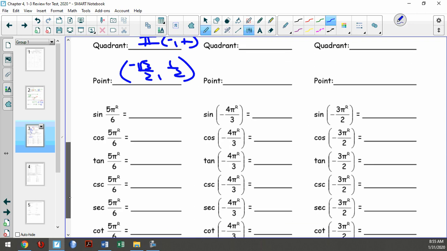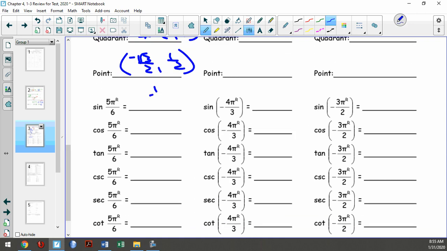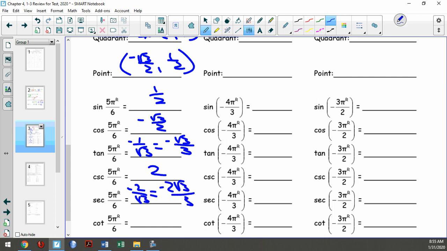So with that being said, I can simply now find my sine, which is 1/2, my cosine, which is the square root of 3 over 2, my tangent, which is going to be canceling out those 2 to give you negative 1 over the square root of 3, which is negative square root of 3 over 3. They're the same. The cosecant is the reciprocal of 1/2, which is going to be 2. The secant is the reciprocal of this, which is going to be negative 2 over the square root of 3, which is negative 2 square root of 3 over 3, rationalized. And the cotangent is simply the reciprocal of tangent, which is negative square root of 3.